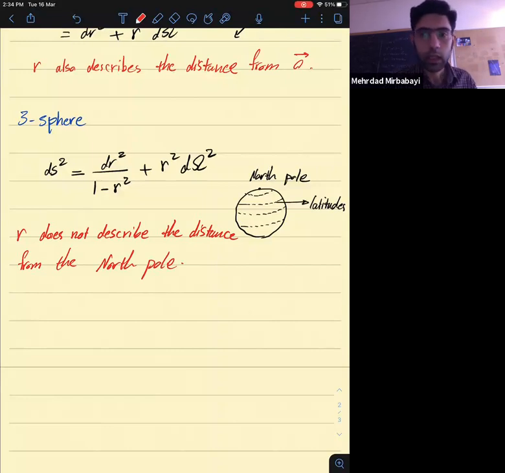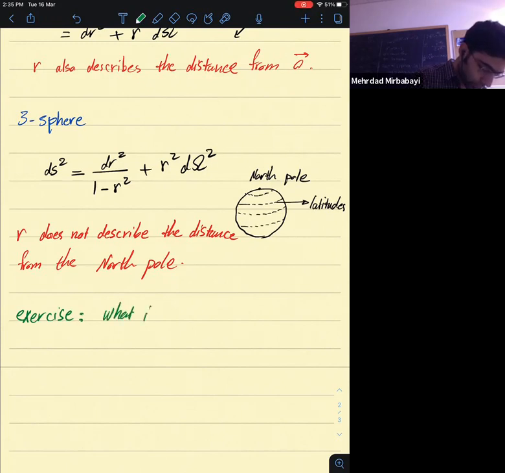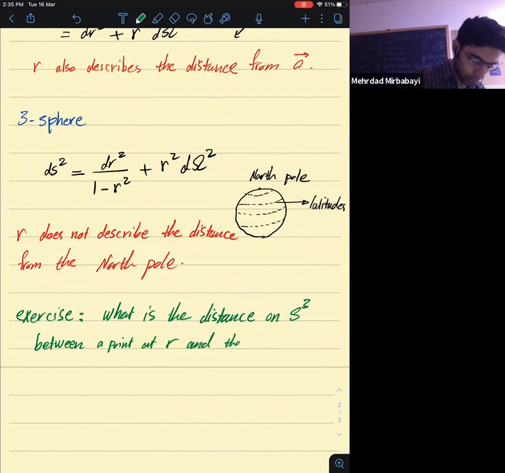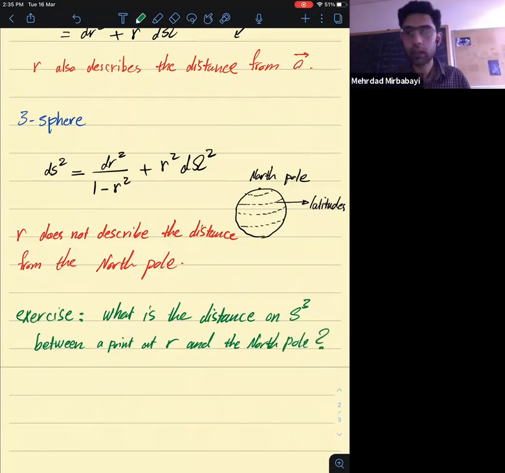Okay, now I can give a little exercise and ask you to compute: what is the distance on the three sphere, which is S3, between a point at R and the North Pole? Can you try it for a few minutes?